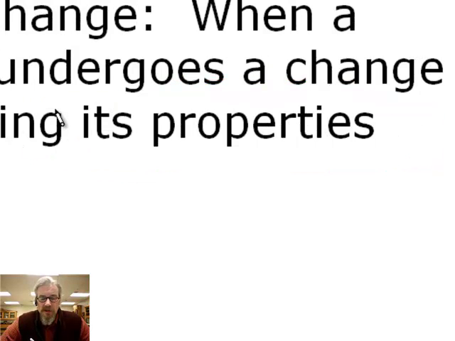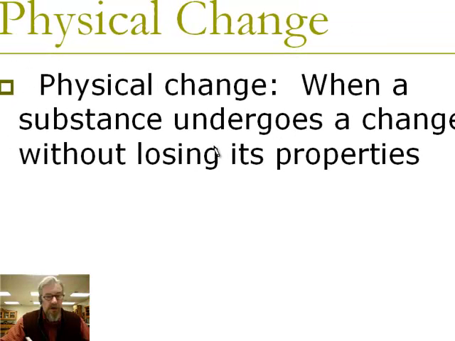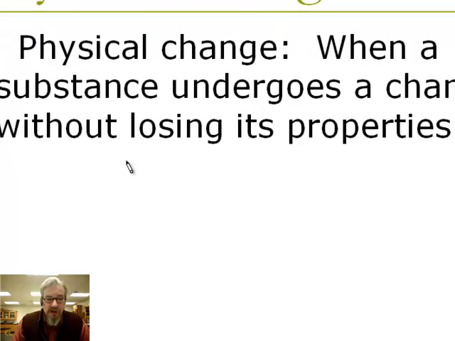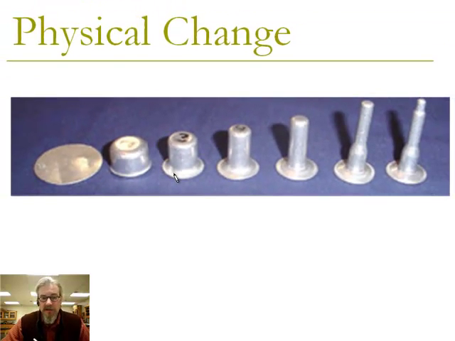A physical change is a change that a substance undergoes and doesn't lose its properties. Another way of saying this is that after the change, it's still the same substance. Start out with aluminum, you end up with aluminum, like in this picture here. This is a progression of something called die forming that happens industrially.